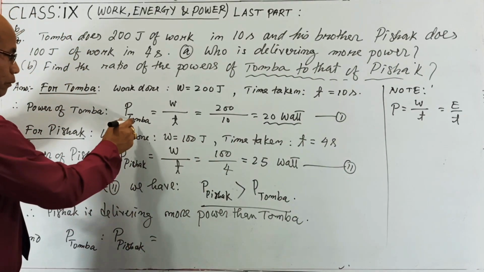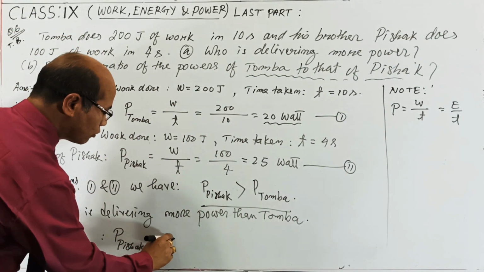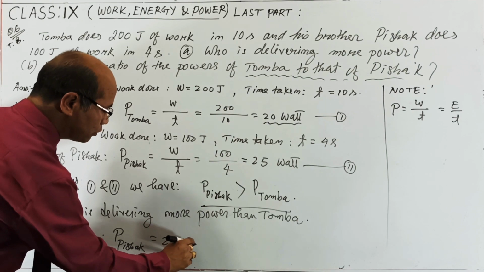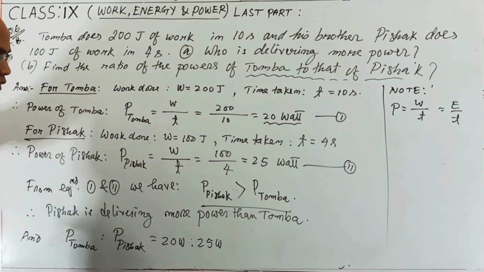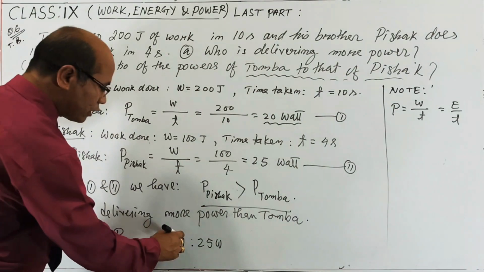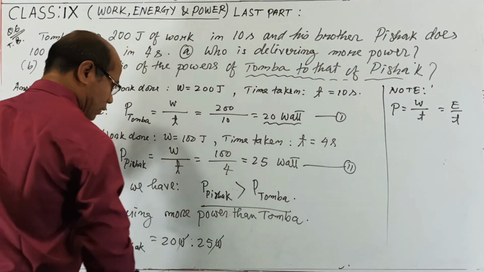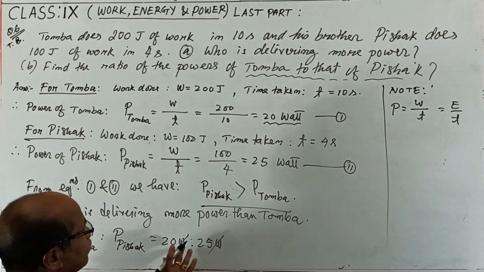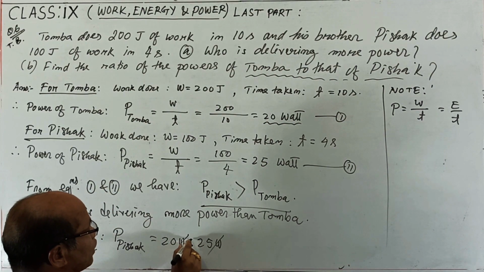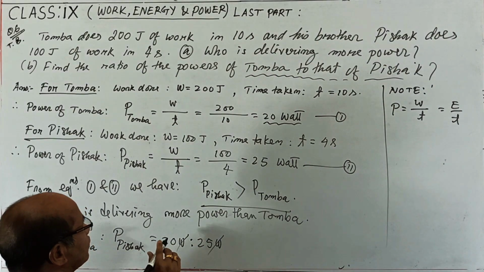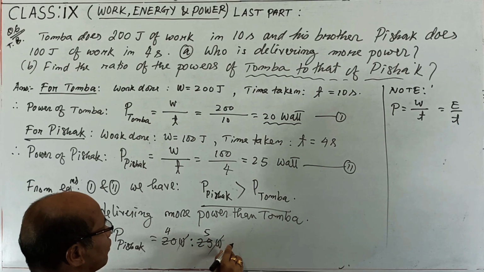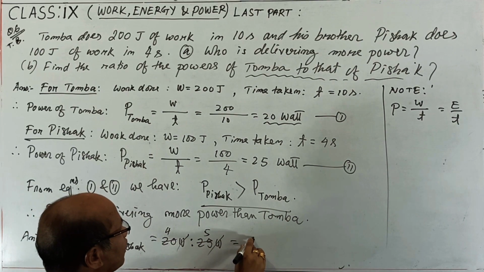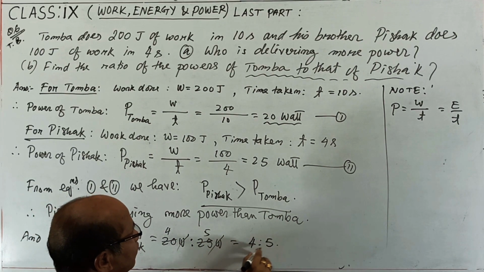P of Tomba is 20 watts and P of Pisak is 25 watts. The units cancel, so the ratio is 20 to 25. Dividing by 5, 5 fours are 20 and 5 fives are 25, so the ratio is 4 is to 5.